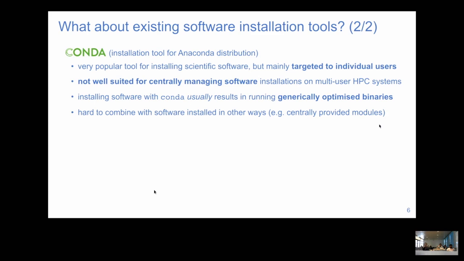And usually you also get generically optimized binaries when you install software with CUDA, which is, again, not what you want in HPC. And also we have found that once you install software with Conda, you're basically stuck to Conda. It's not that trivial to combine it with other tools, with installing software via other ways. So you're kind of locked in with Conda, and anything that's not supported in Conda is very difficult.